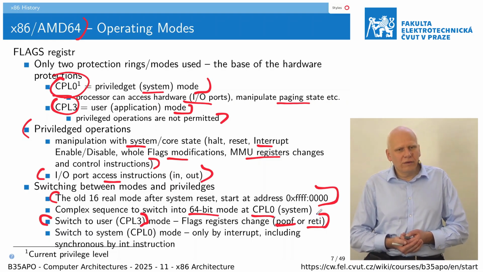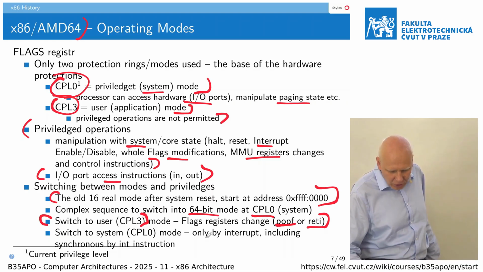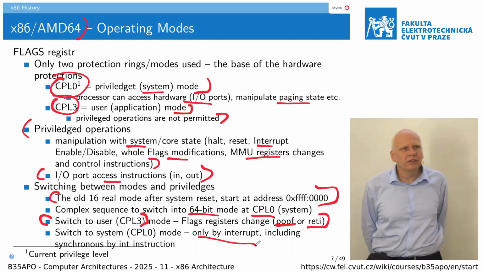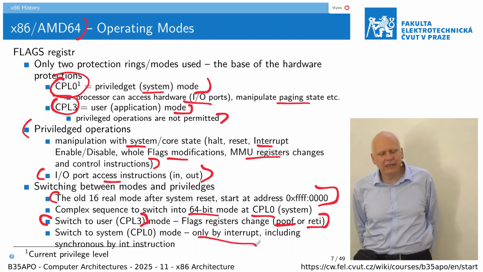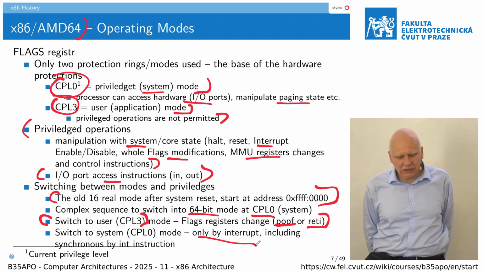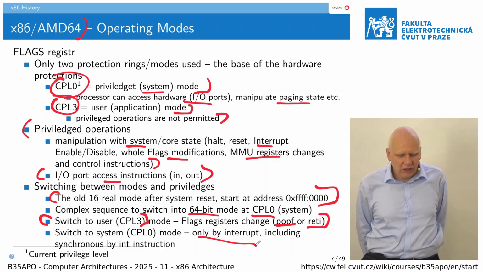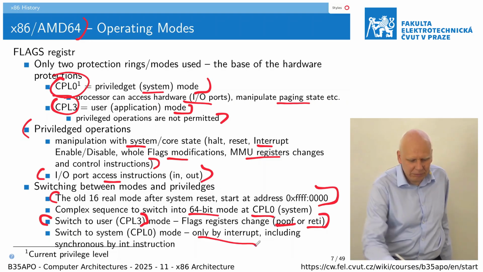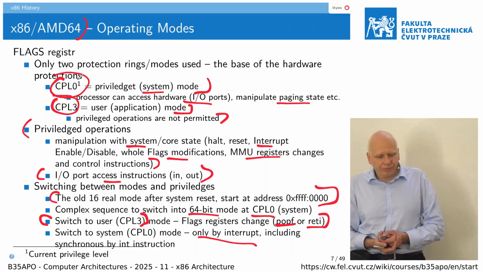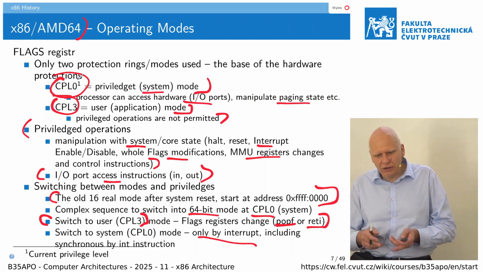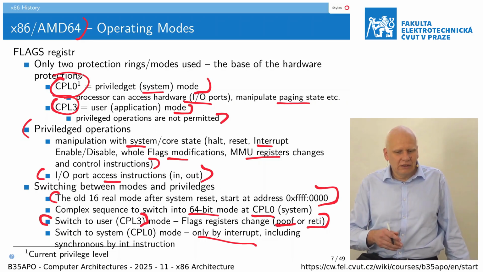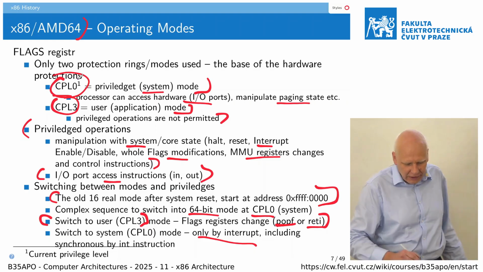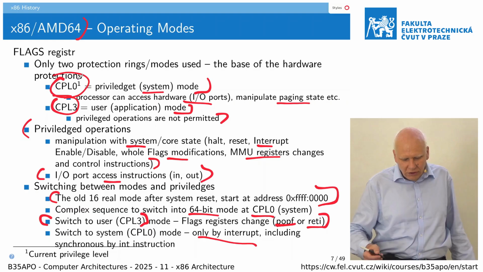When the user wants to invoke some system service, then it is possible only by the interrupt. Same for the external asynchronous interrupt. When an interrupt arrives, and if it is enabled, then it switches the execution to the system mode, or CPL0, and commands the processor to continue from some specific location, from some interrupt service routine for a given interrupt. So this is how we switch to the operating system.